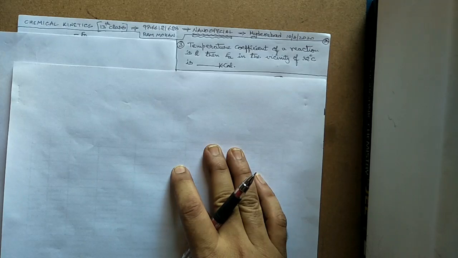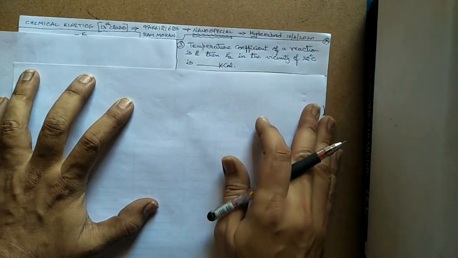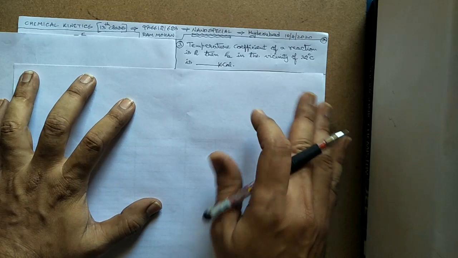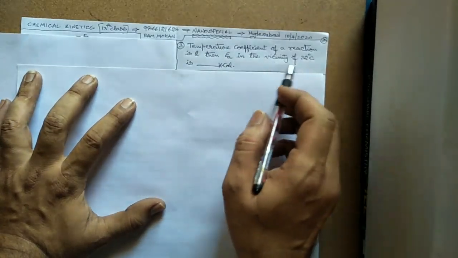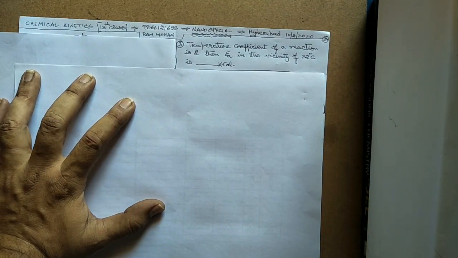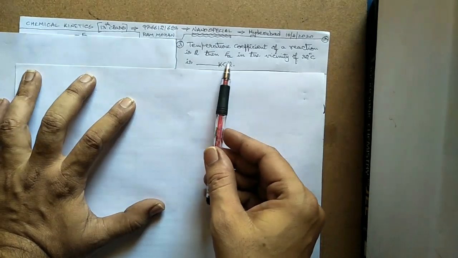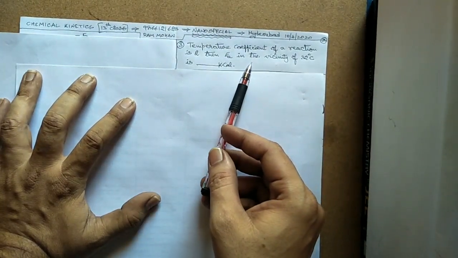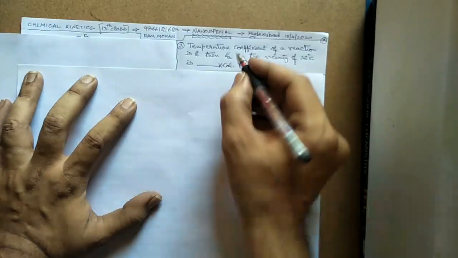Temperature coefficient of a reaction is 2. Then calculate the activation energy of the same reaction in the vicinity of 32 degrees Celsius. What is meant by vicinity of 32 degrees Celsius? Calculate the activation energy of the reaction in the vicinity of 32 degrees Celsius in kilocalorie per mole.